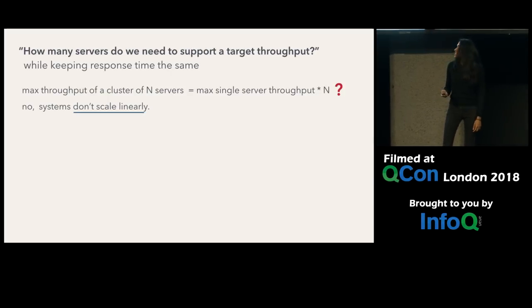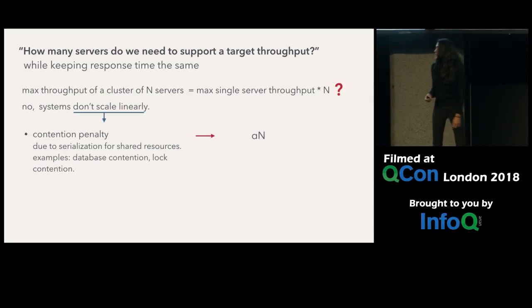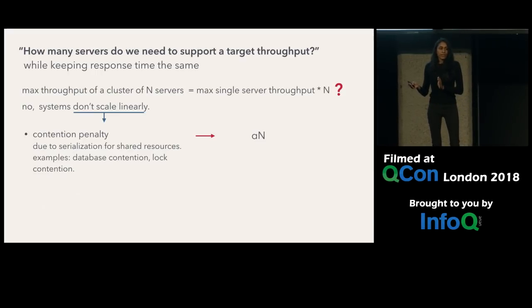The first is contention, right? Where the idea is there's some fraction of your workload that cannot be parallelized. There's a serial fraction to your workload. And for that fraction, when you increase the number of servers, you're increasing the contention penalty, right? This is also captured in Amdahl's Law. A classic example is serialization or contention for shared resources. For example, database contention, lock contention.